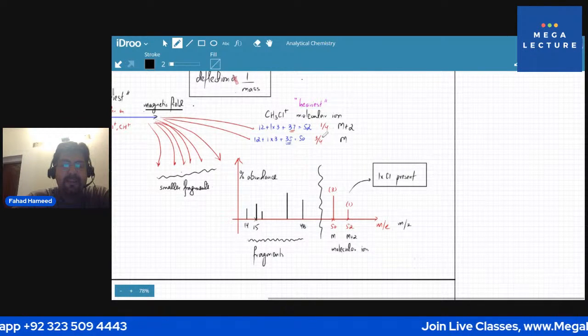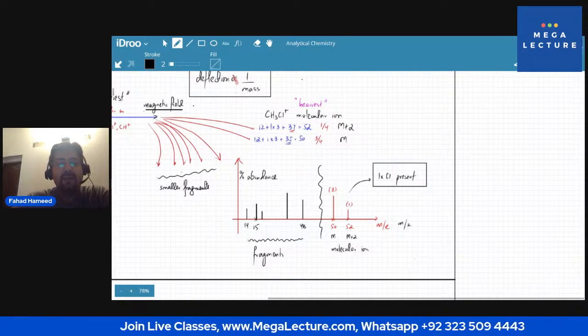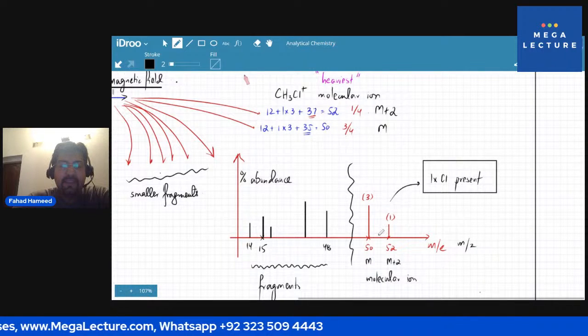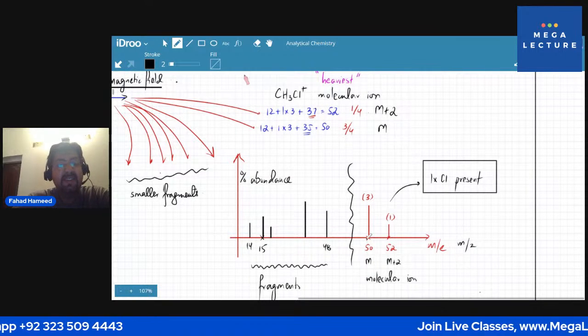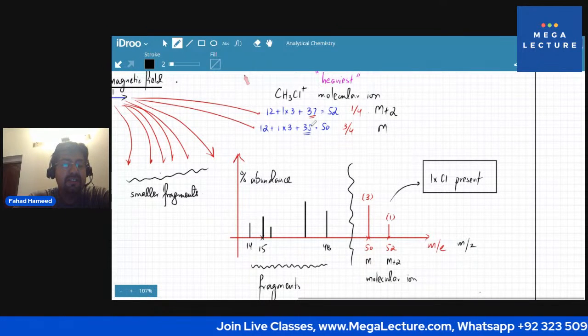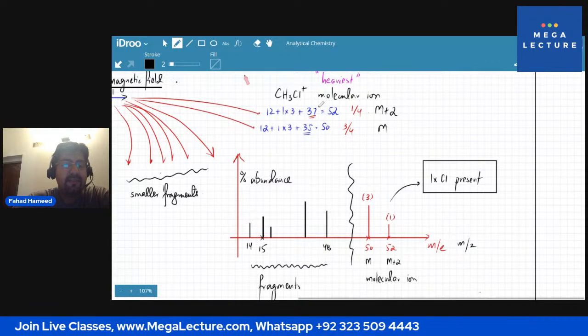Remember the probabilities: 3 by 4 is the chance of getting 50 and 1 by 4 is the chance of getting 52. Why was there a difference? That's because of Cl. So when you detect these particles, there's going to be more of 50 being detected. Cl-35 has a greater abundance. So you'll get more chances, 3 times more chances of getting Cl-35 compared to Cl-37.